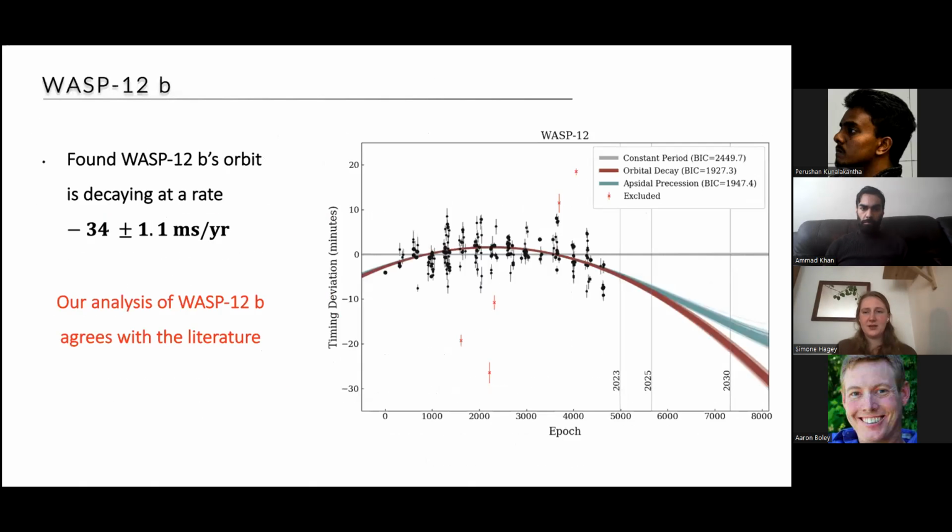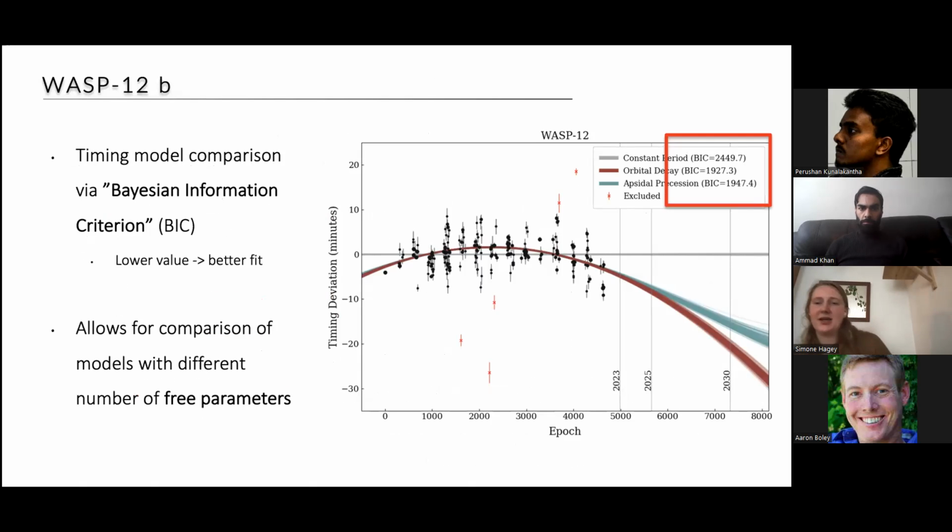I'll pop this up here again. This Bayesian information criterion is the best way that we have right now for saying whether or not the decay model fits better than just a constant period. This is the metric that the literature in this community uses. I'm not sure how widespread it is outside of this community, but if the difference between the Bayesian information criterion for two different models is greater than 10, then that's considered to be very, very strong evidence that that model fits better.